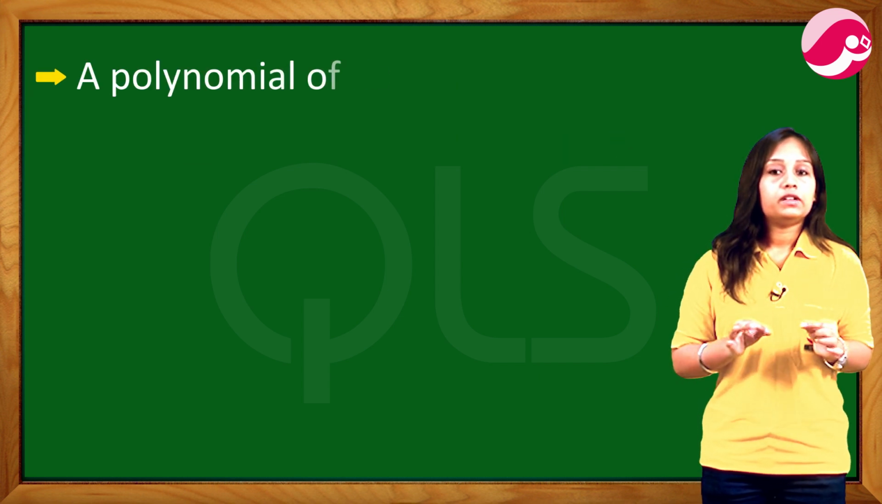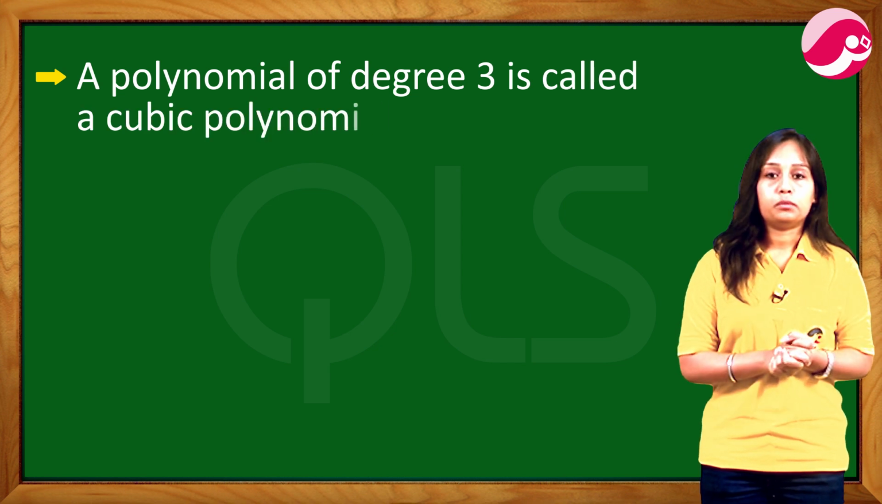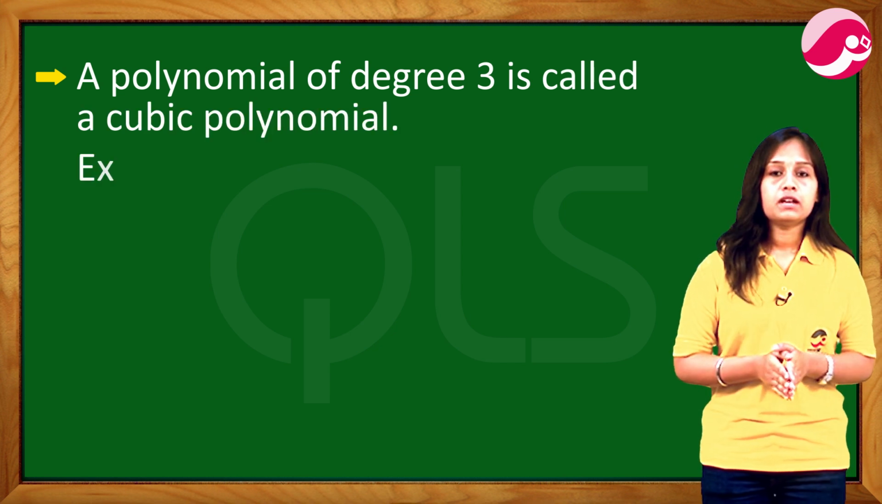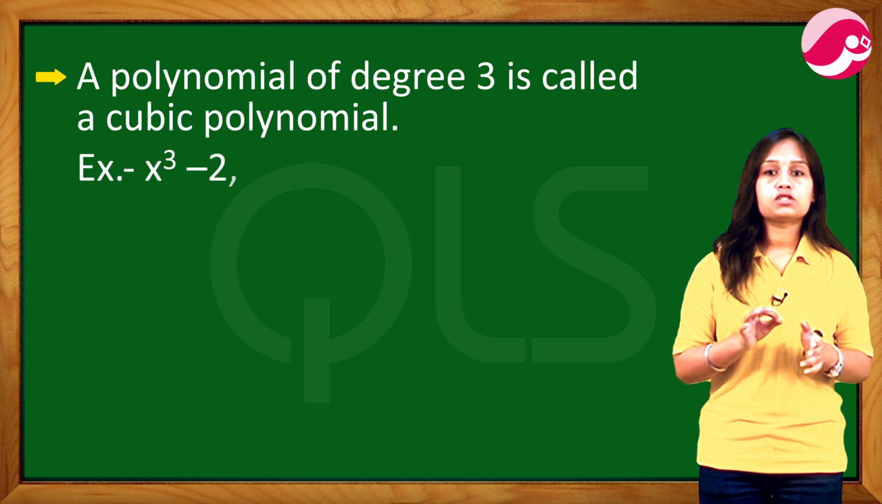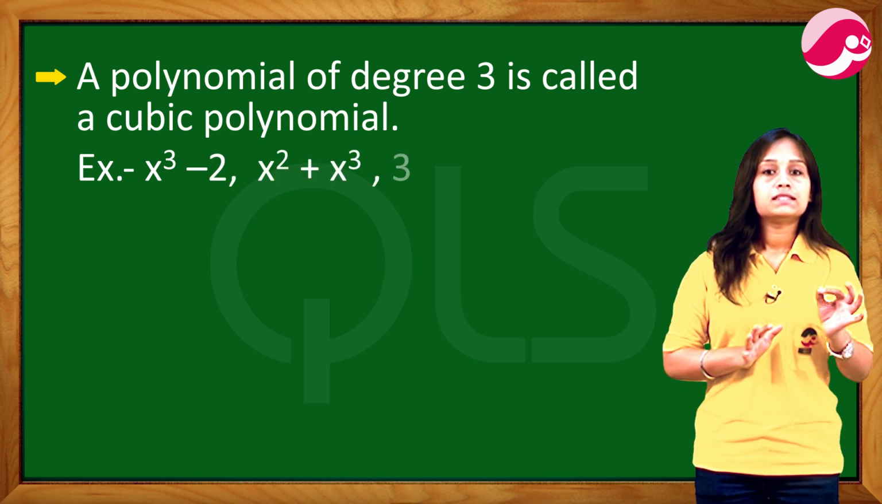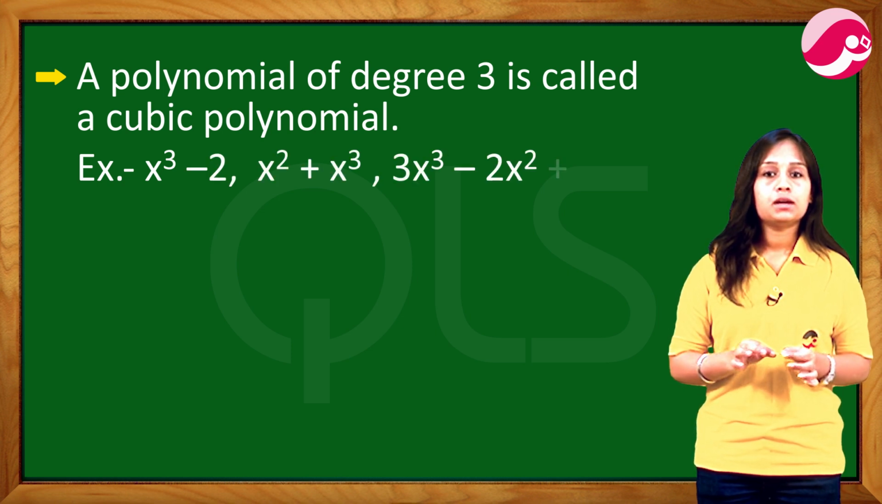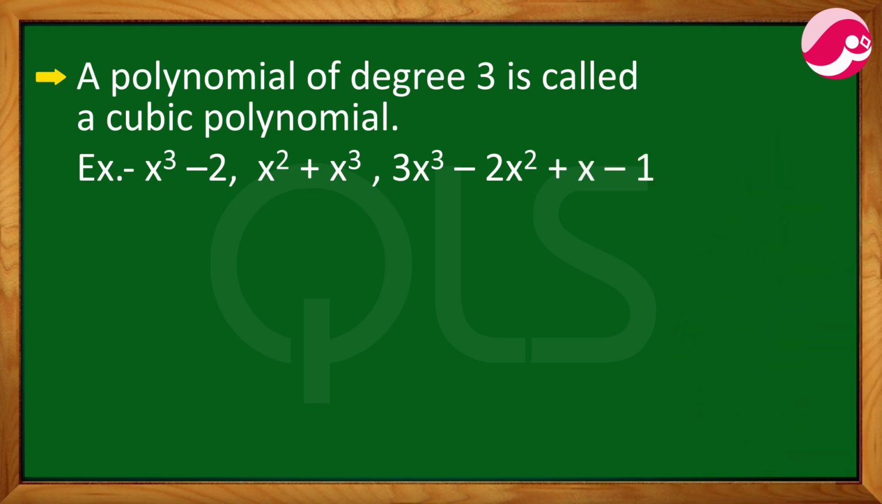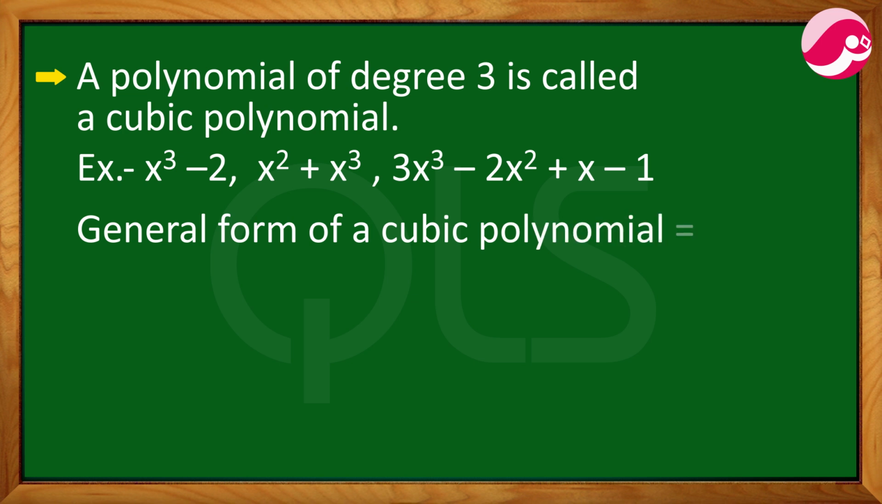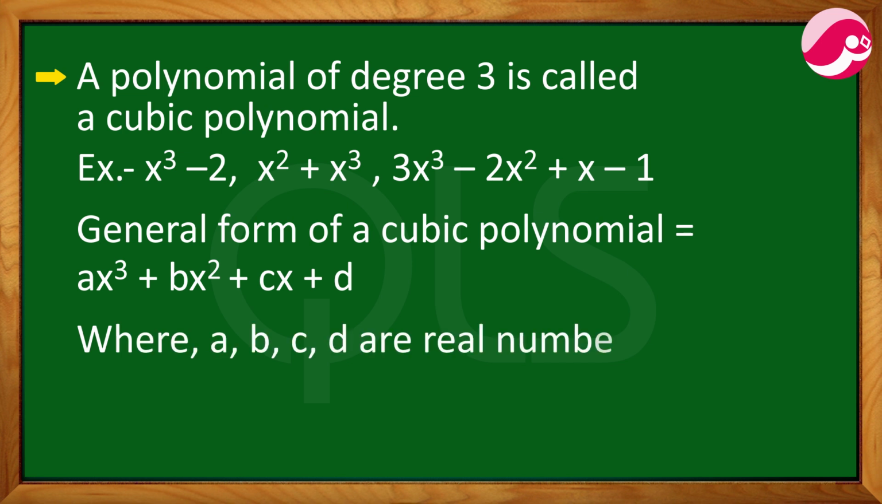And a polynomial of degree 3 is called a cubic polynomial. For example, x cube minus 2, x square plus x cube, 3x cube minus 2x square plus x minus 1, etc. In fact, the most general form of a cubic polynomial is ax cube plus bx square plus cx plus d, where a, b, c and d are real numbers and a is again not equal to 0.